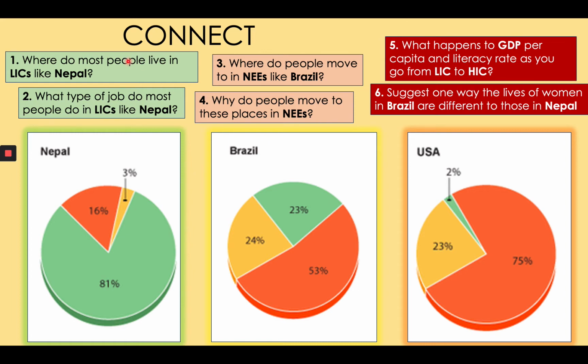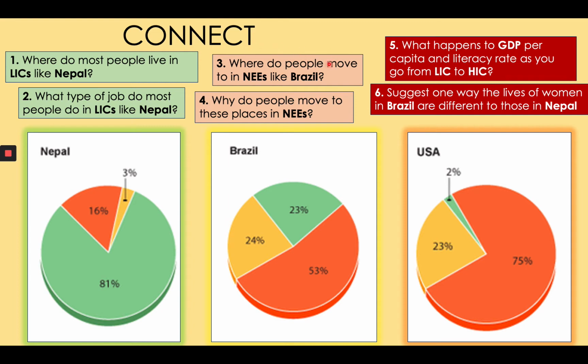Okay, number 1. Where do most people live in LICs like Nepal? Well, if you recall, Nepal's biggest employment sector is the primary sector, farming and mining. This mostly happens in rural areas, so number 1 would be rural areas or the countryside. Number 2, what type of job do most people do in LICs like Nepal? Again, as I repeat, they do this kind of job, which is the primary sector, farming and mining. It's generally low paid.